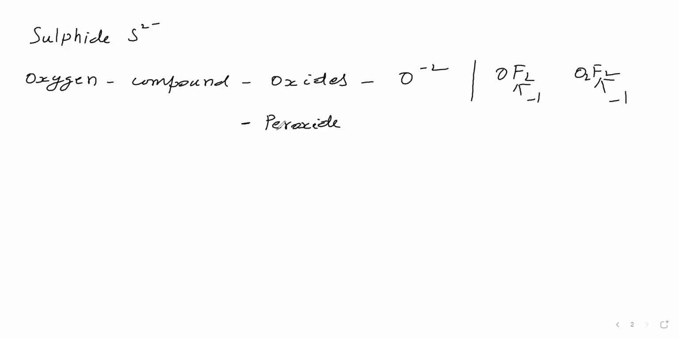In some compounds, oxygen is present in the form of peroxide. What is the formula for peroxide? It is O2 2 minus. One peroxide ion means O2 2 minus, and 2 peroxide ions means 2 times O2 2 minus. Like that we have to say.